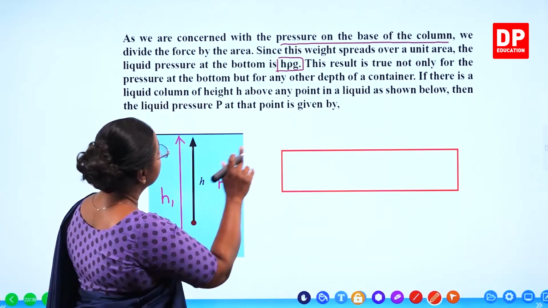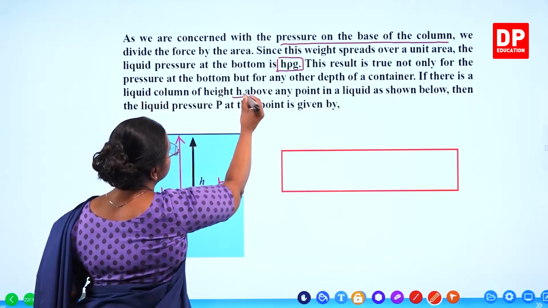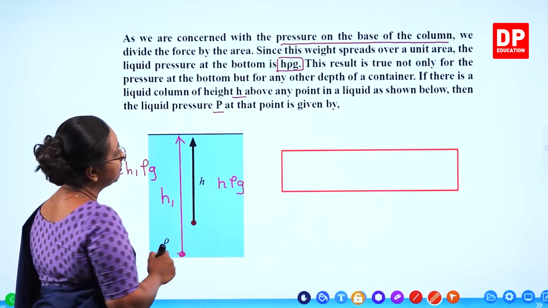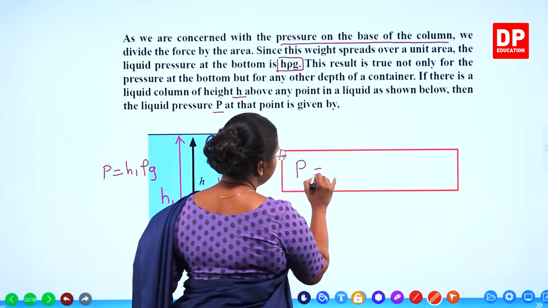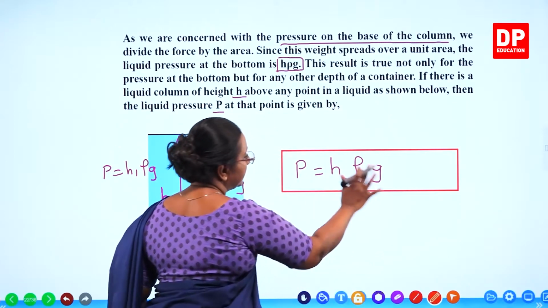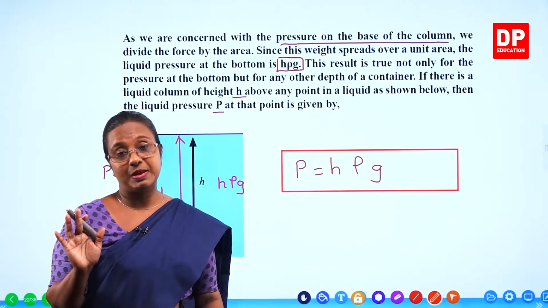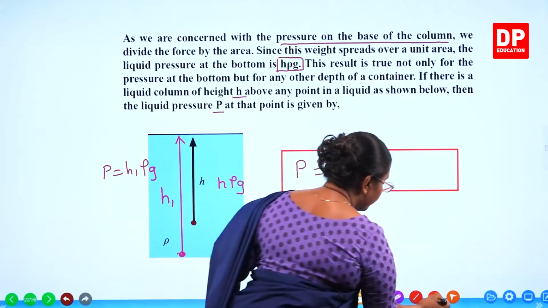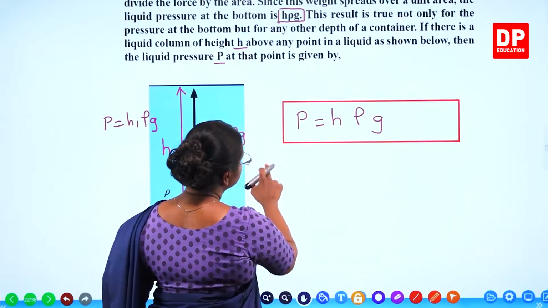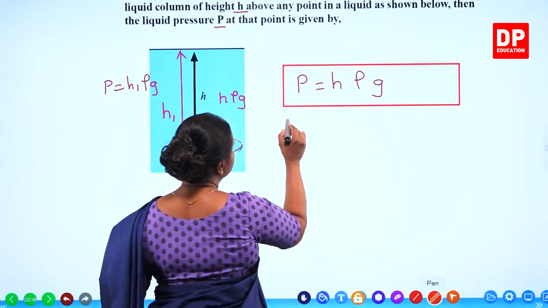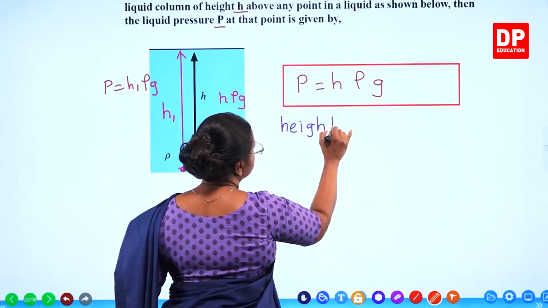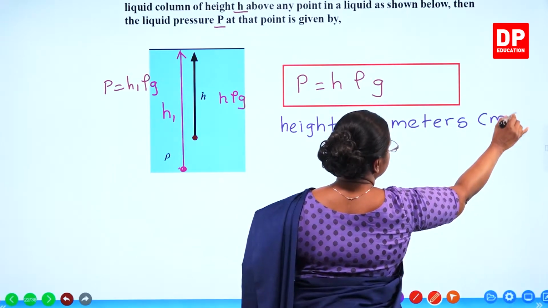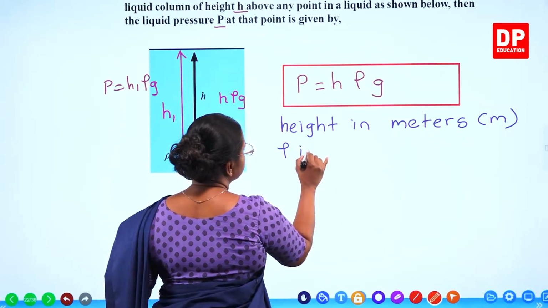So, based on this, if there is a liquid column of height h above any point in a liquid as shown below, then the liquid pressure P at that point is given by P equals H rho G. The equation I told you all that you have to remember. Is that clear to you all, students? P equals H rho G for liquids. So, in this, if we consider the height in meters, that is the standard unit m. So, rho is density.